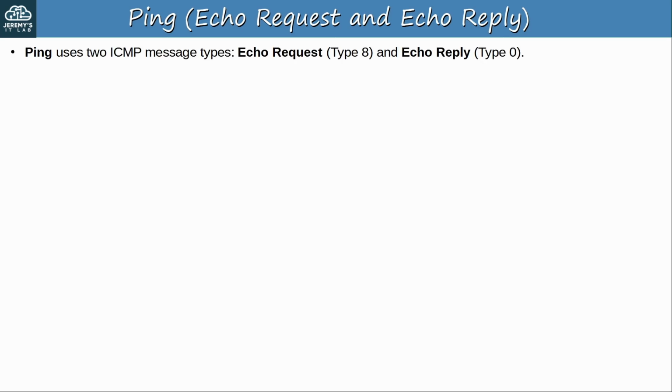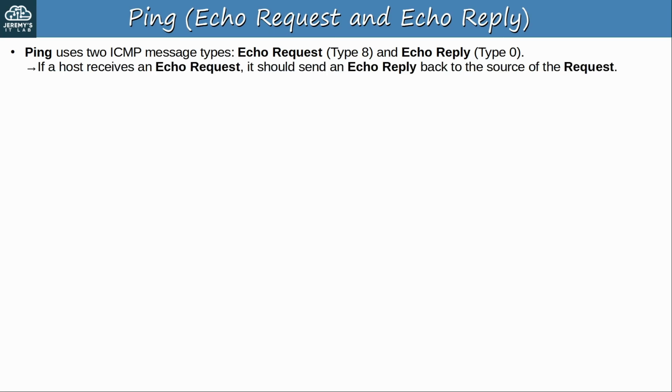Now let's look at the final message types for today: echo request and echo reply. Ping uses these two ICMP message types: echo request, which is type 8, and echo reply, which is type 0. If a host receives an echo request, it should send an echo reply back to the source of the request. I don't think I have to demonstrate that. You should know how pings work by now. The code field of these messages should be 0.